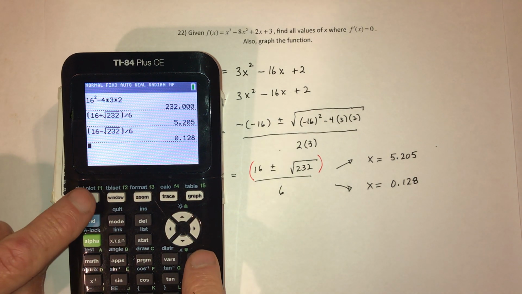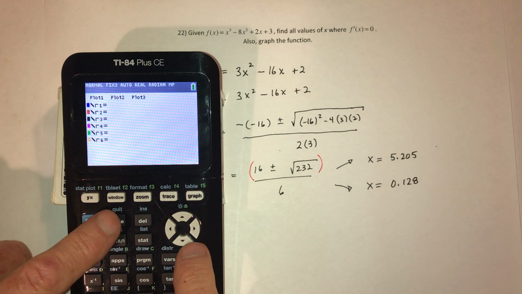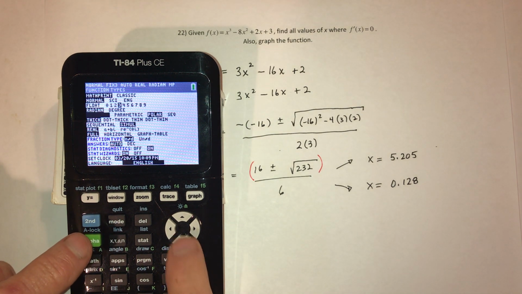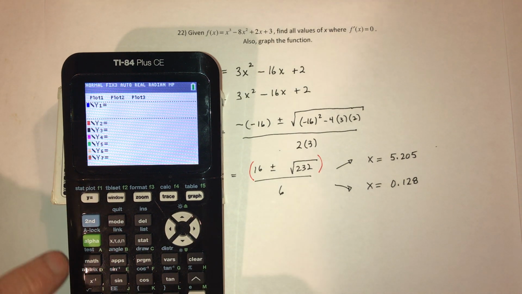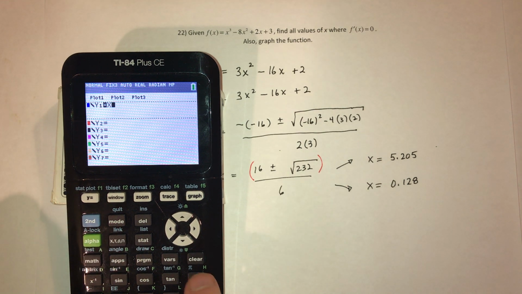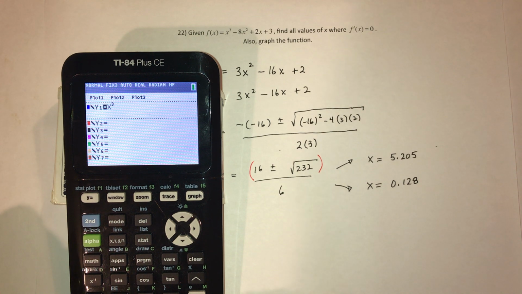Also graph the function. So go to y equals. Let me clear out this other stuff. Also, this is in the wrong mode. Let me change it back to function mode. And now graph the original function. So that's going to be x raised to the third, then move to the right, minus 8x squared plus 2x and plus 3.